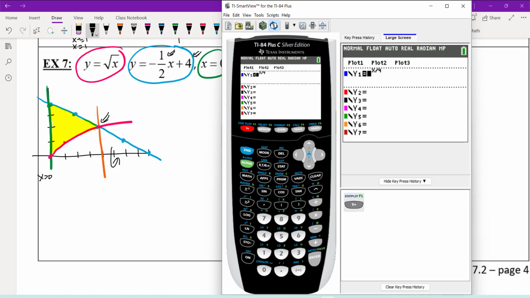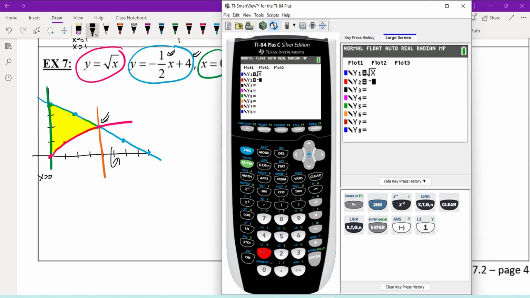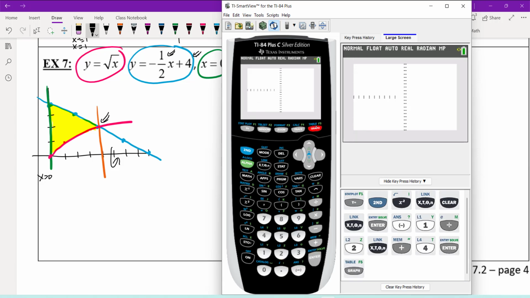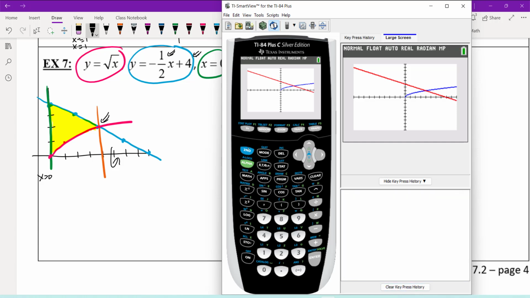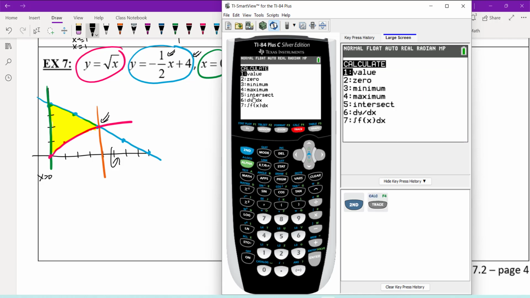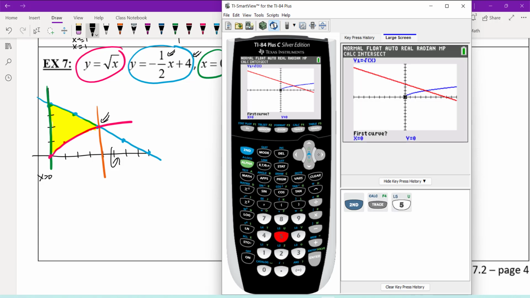So we would plug in the square root of x, and we would plug in negative 1/2 x plus 4, and we'd hit graph, and we'd let it graph it, and then we're going to use the calculator to find the point of intersection. To do that, we would hit second, and then trace for calculate, and we are going to calculate an intersect, so we're going to hit the number 5. And then it's going to ask you to scroll where they intersect from your first curve. So just scroll where those two lines meet.